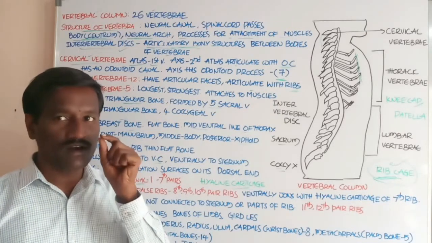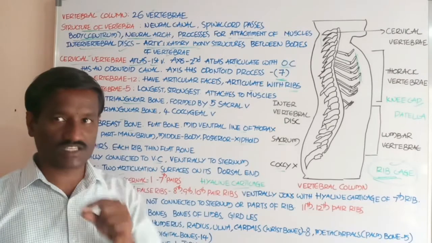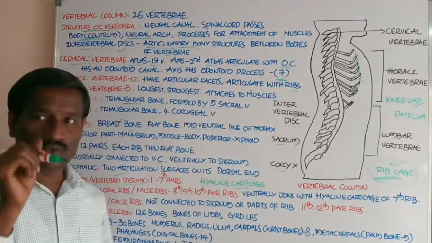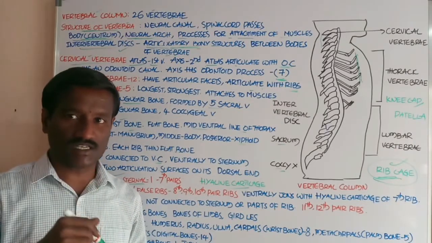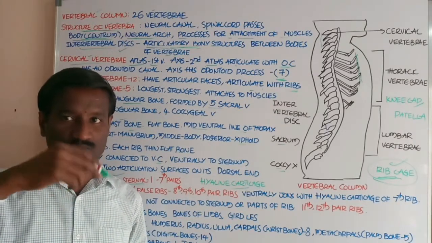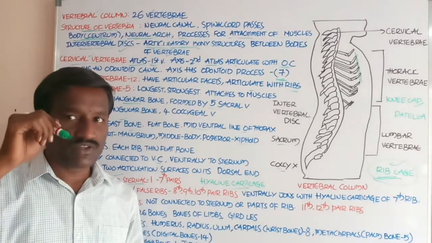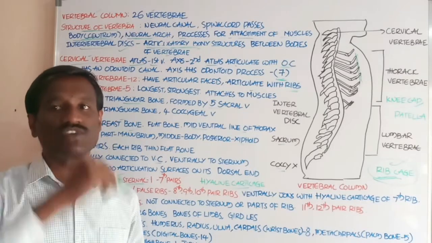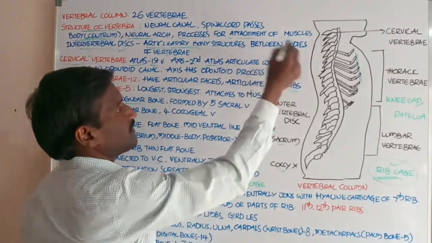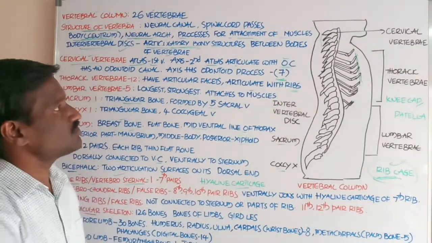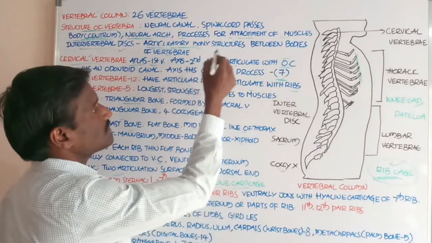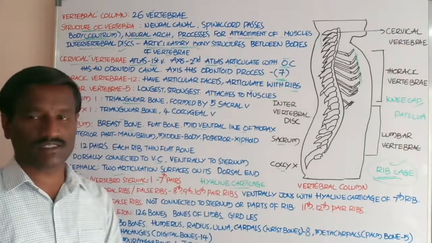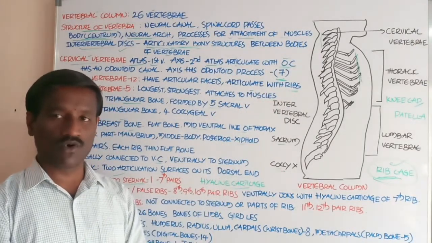cavities, hollow structures. The atlas has two hollow, cavity-like structures that provide space for articulation with the occipital condyles. So the atlas articulates with the occipital condyles.